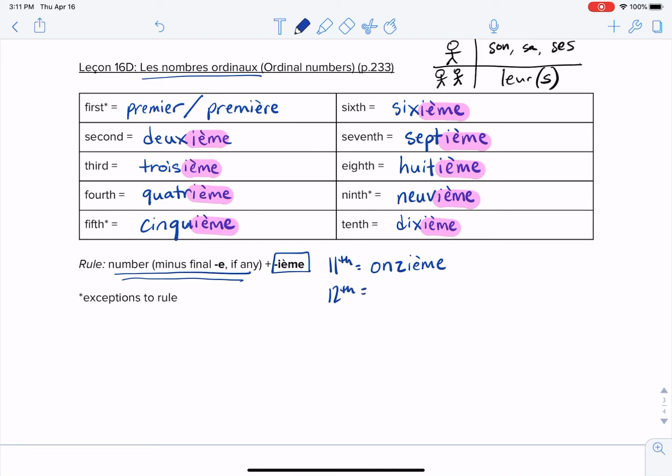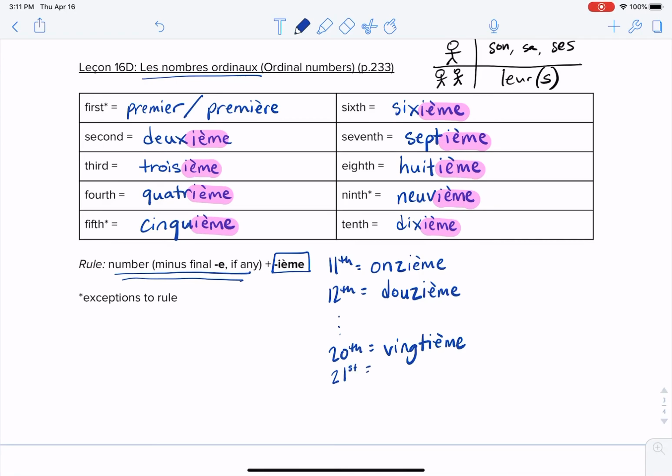12th. 12 normally ends in an E, but we'll erase it. Douzième. 13e, 14e, 15e, 16e, 17e, 18e, 19e, 20th becomes 20e.